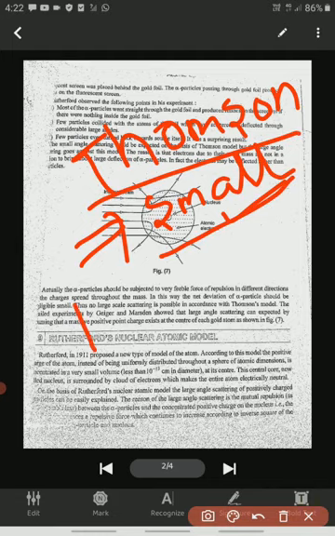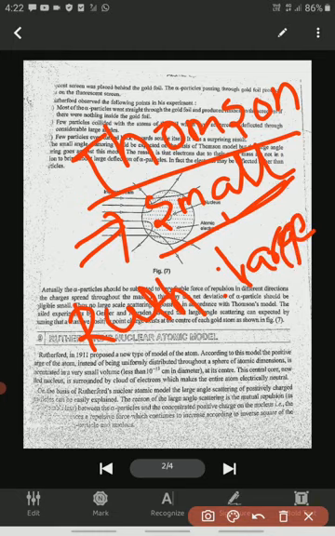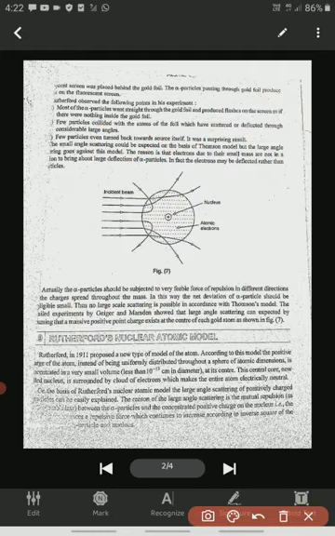But Rutherford said that alpha particles are deflected with a large angle only. This is nearly the opposite of Thomson's proposal. This contradiction was explained by Geiger and Marsden. The Geiger and Marsden experiment shows that alpha particles are deflected with a large angle only.